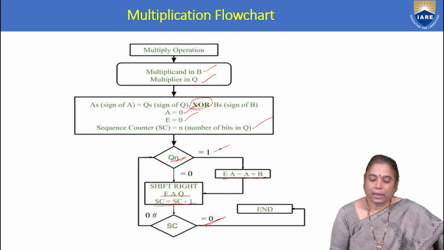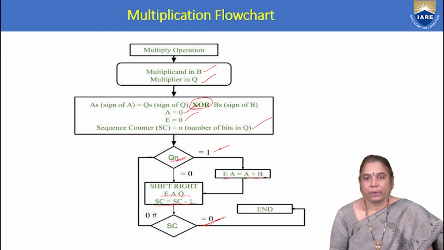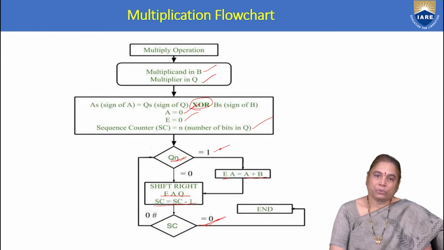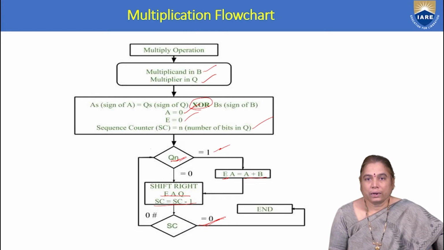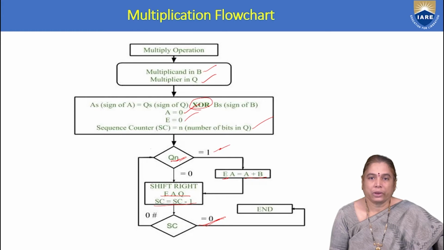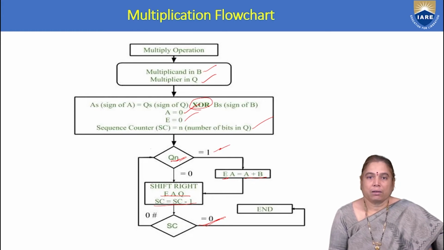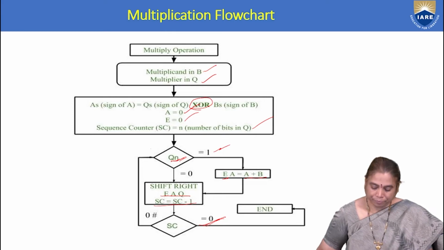So like this, the process steps are performed in the normal multiplication algorithm, but it occupies more space as well as requires more time. The time complexity and space complexity of this normal multiplication algorithm is more. So in order to make this algorithm efficient, the next variant of the multiplication algorithm is the Booth multiplication algorithm.